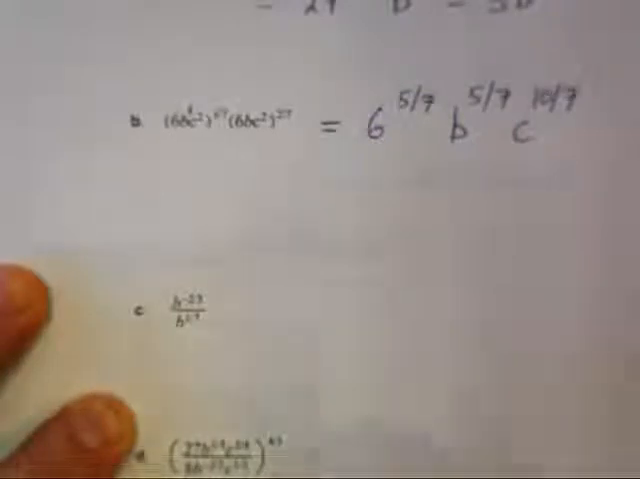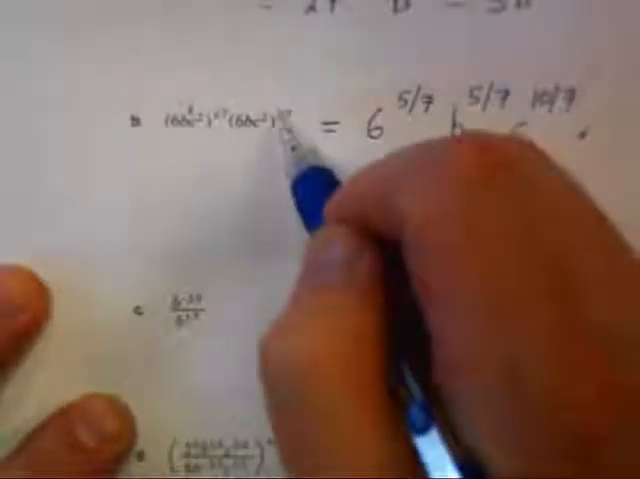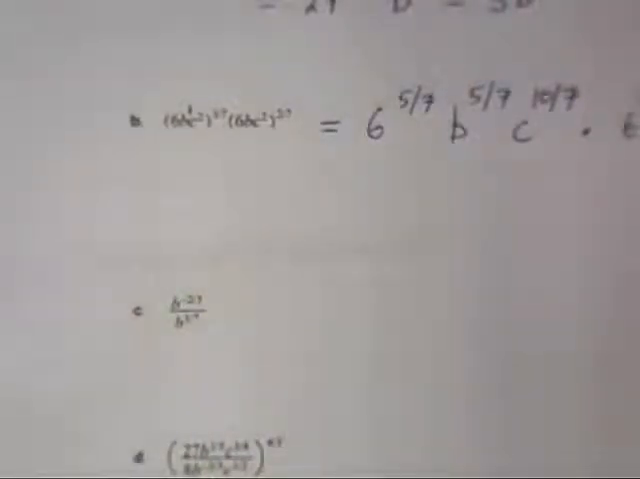Not very nice so far. Let's keep going, see what happens. Distribute the 2/7 through. I'm going to have 6 to the 2/7, B to the 2/7, C to the 4/7. Alright, looks gruesome. Looks even worse when you can see the whole thing. It's about to get a lot better though.